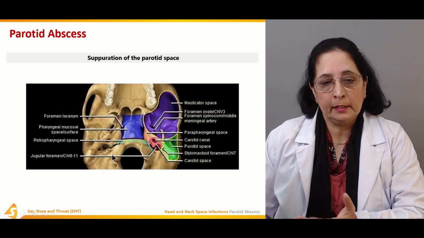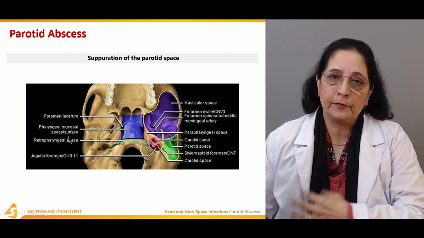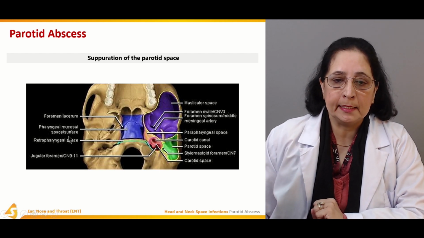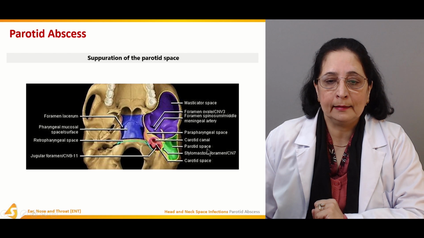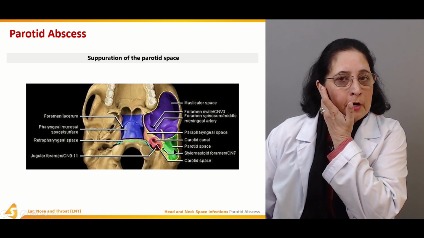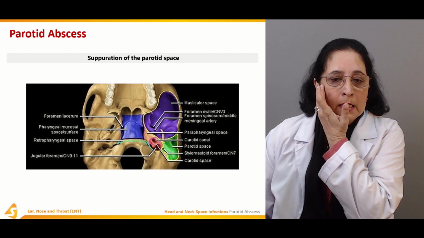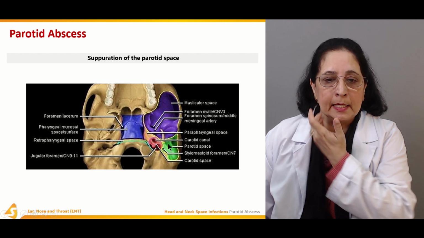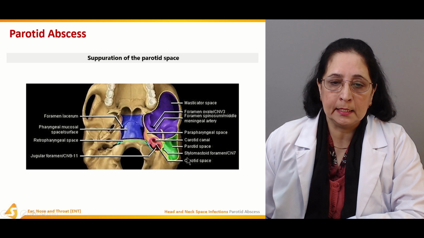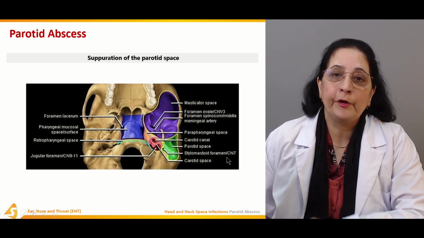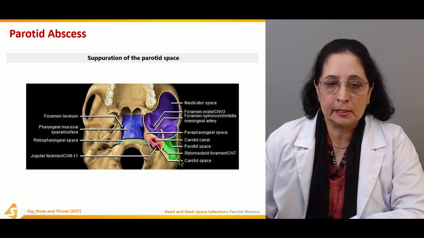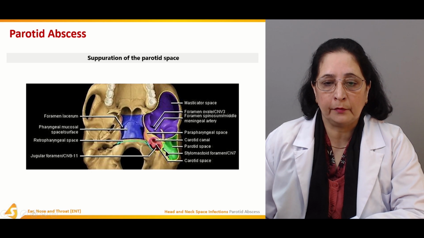In this diagram, it's just a description of some spaces present in the skull. And if we look at it, this is the parotid space here, where the parotid gland is present in front of the ear on the face. So this is the parotid space. Some other important spaces, if we look at this is the stylomastoid foramen, where the cranial nerve 7 passes through.